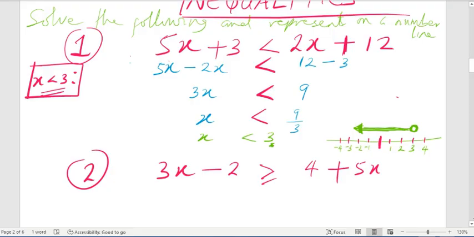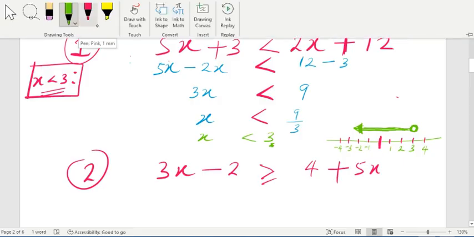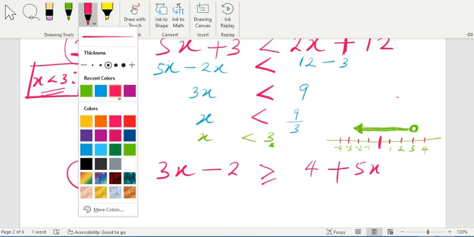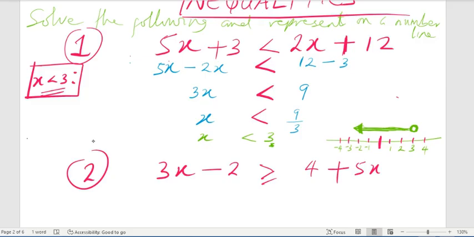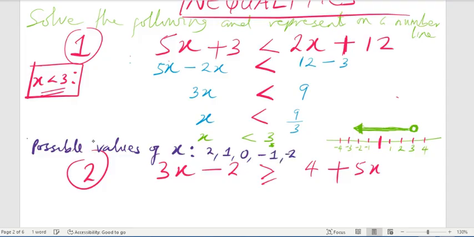Okay, can you give me possible values of x since it's less than 3? Let's even stretch it further. Let's even list 5 values of x. 2, 1, 0, minus 1. Excellent. So possible values of x: anything less than 3. If integer less than 3, you have 2, 1, 0, minus 1, and so on to minus 2, etc. Do you understand? Are you all with me? I hope this is clear.